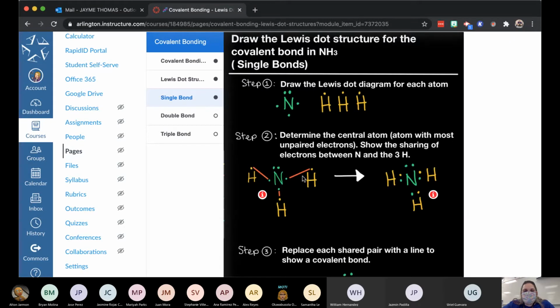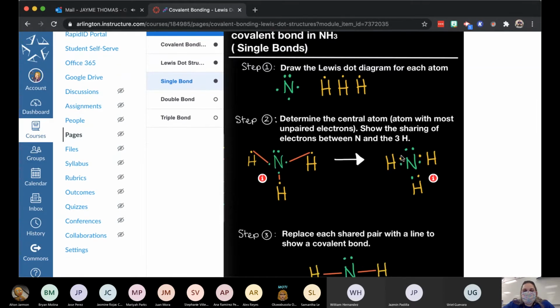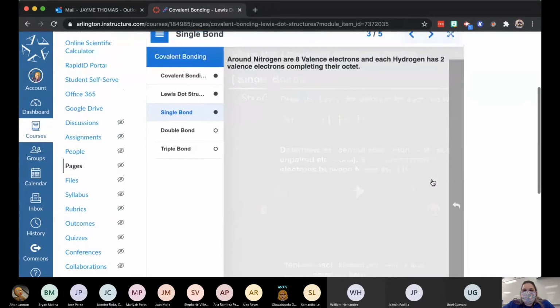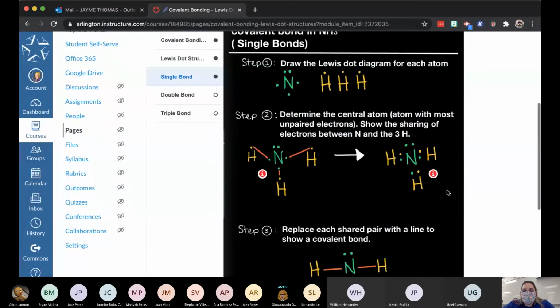So notice again, there's not an arrow, okay? It's just a straight line. And then to show the sharing of electrons, I can draw it like this, where I have these different colors. Obviously you don't have to draw it in different colors, but this is what it would look like, just to show you that for this pair of electrons that's being shared, 1 came from hydrogen and 1 came from nitrogen. That's what it's showing here: around nitrogen, there are 8 valence electrons and each hydrogen has 2, which completes their octet. If I draw an imaginary bubble around the nitrogen, it has 8 valence electrons, which is what it wants to be stable. And then each hydrogen has 2, which is what it wants.